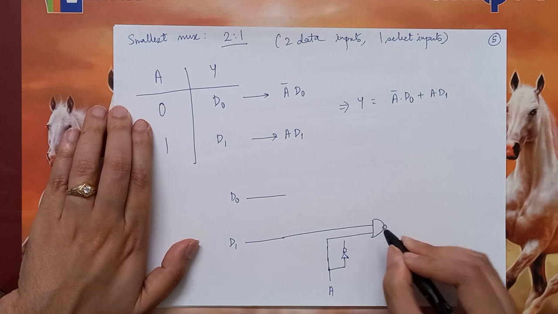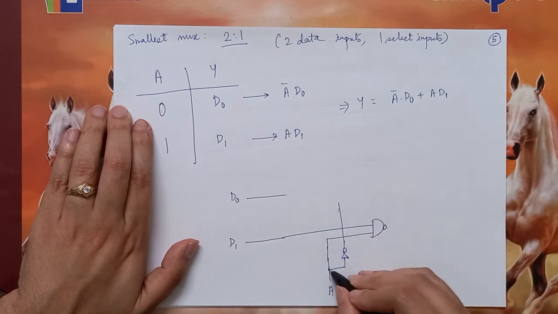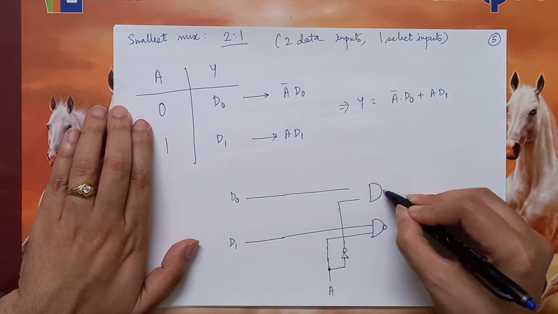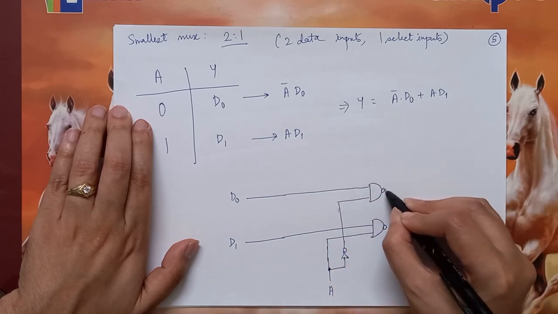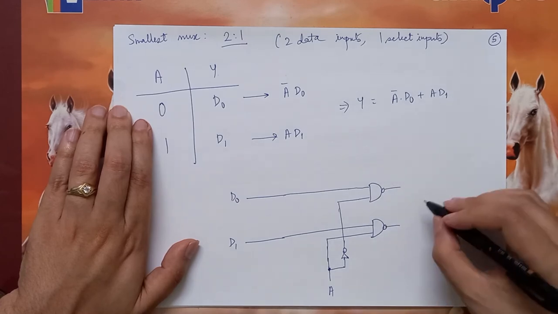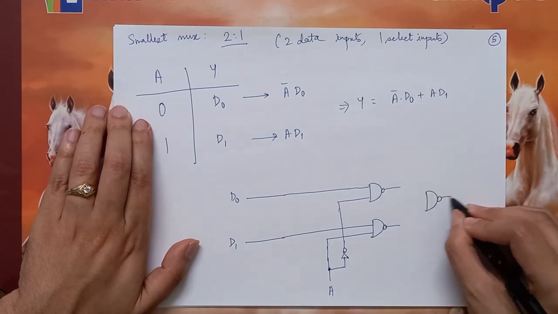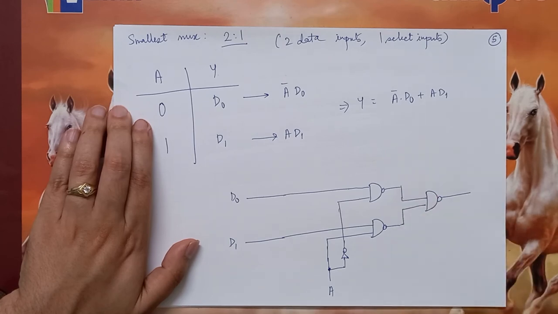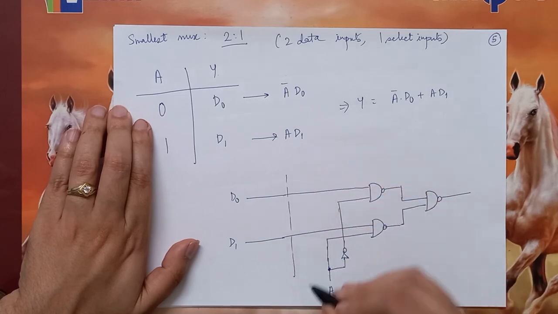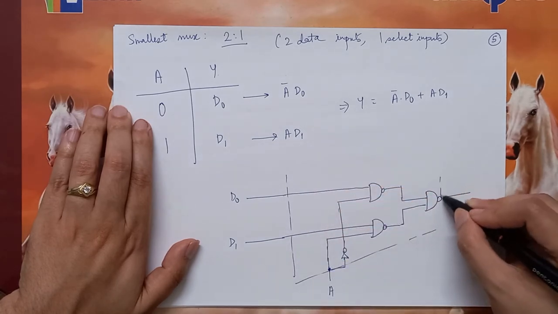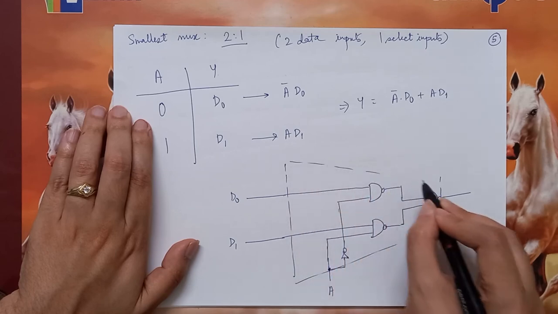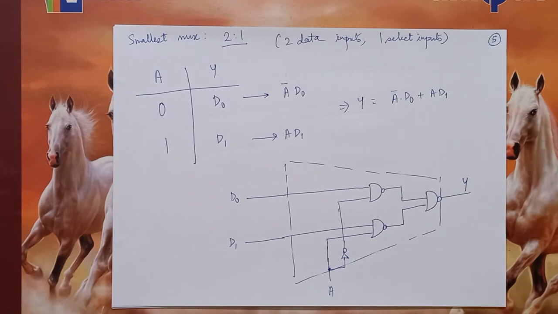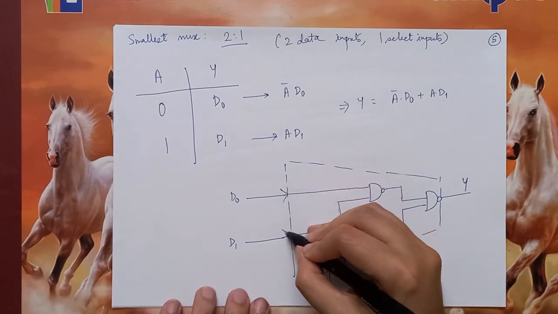One NAND gate over here, the other NAND gate will be over here, and the final NAND gate to combine these two. So, 2 data inputs, 1 select input, and this gives me my trapezium. This is Y. This is what a 2:1 mux looks like.